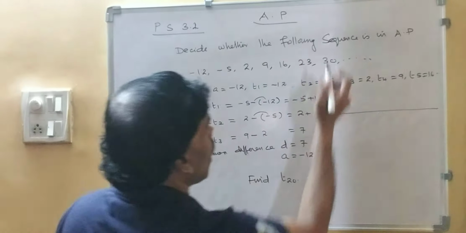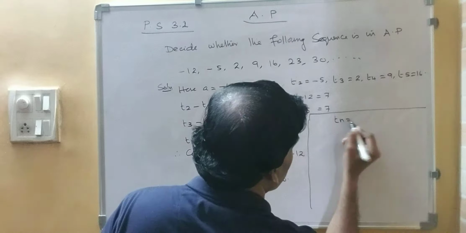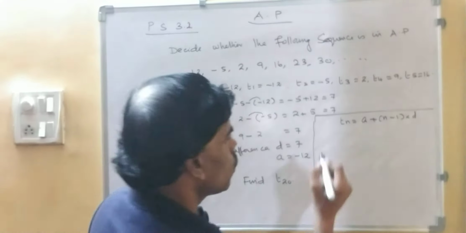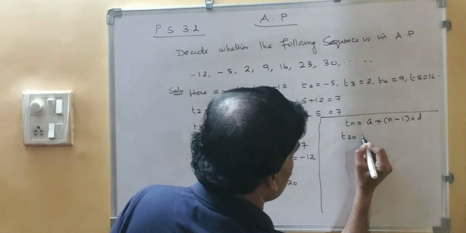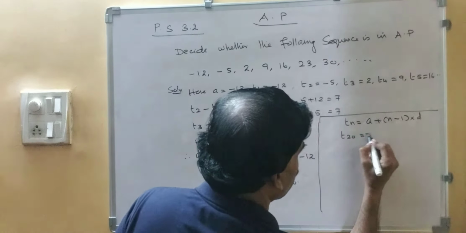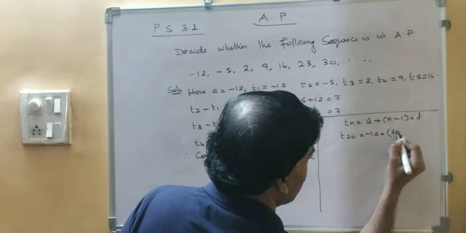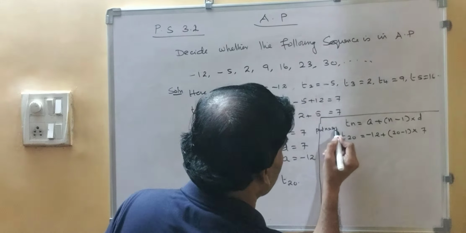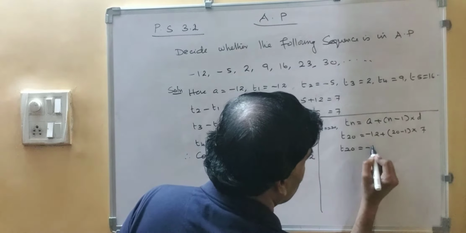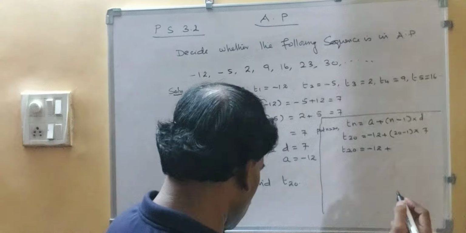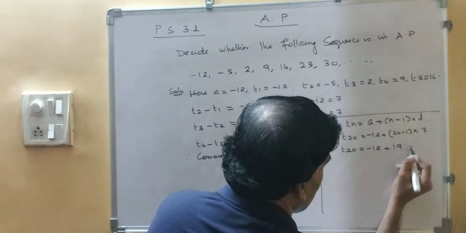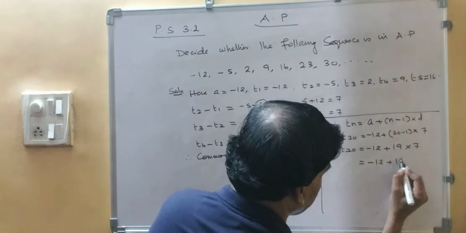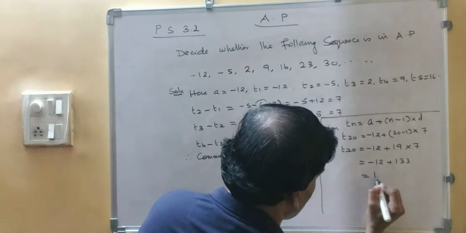T20. So what is the formula I told you? Tn equal to A plus n minus 1 into D. Right? So what is your T20? Put n equal to 20. A is minus 12, plus n minus 1, that is 20 minus 1, into D, which is 7. So T20 equal to minus 12 plus 19 into 7. So minus 12 plus 133 is equal to 121.